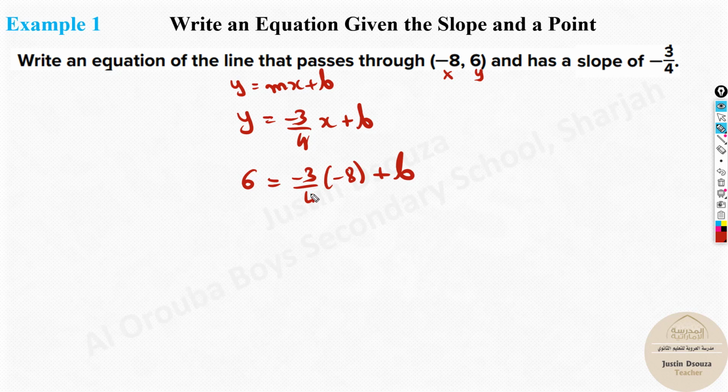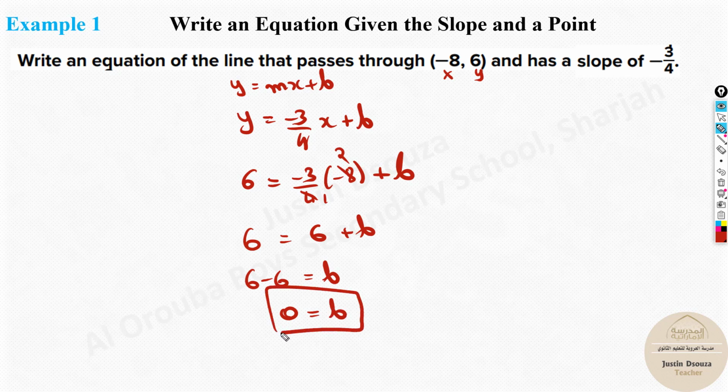You solve this over here. Minus times minus becomes plus, so negative 3/4 times negative 8 becomes positive 6. 6 equals 6 plus b. 6 goes to the other side and becomes 6 minus 6, that is equal to b, or 0 equals b. This is important. This gives us the understanding of the equation.